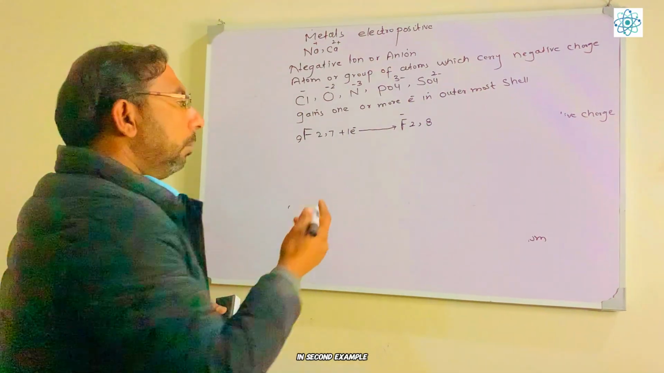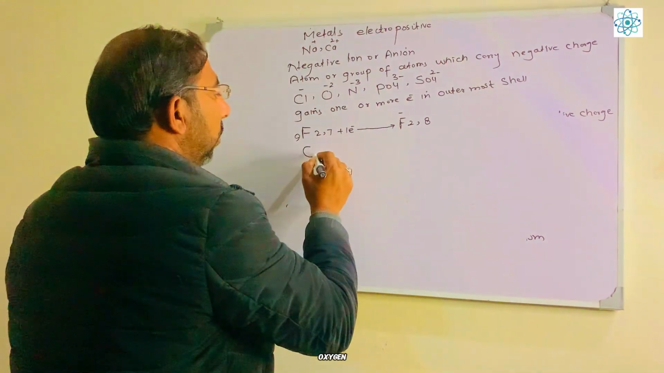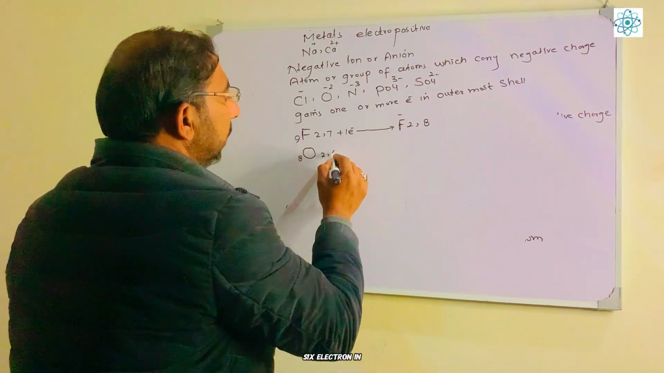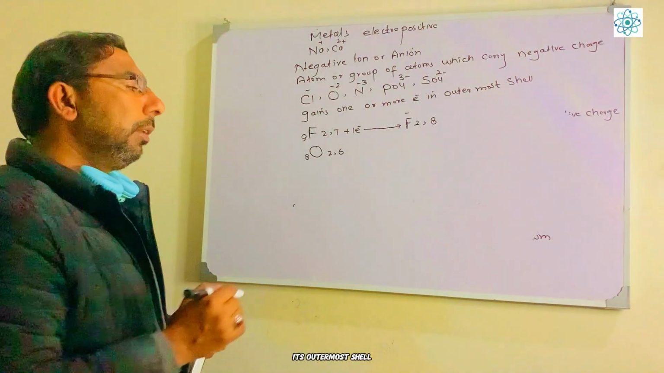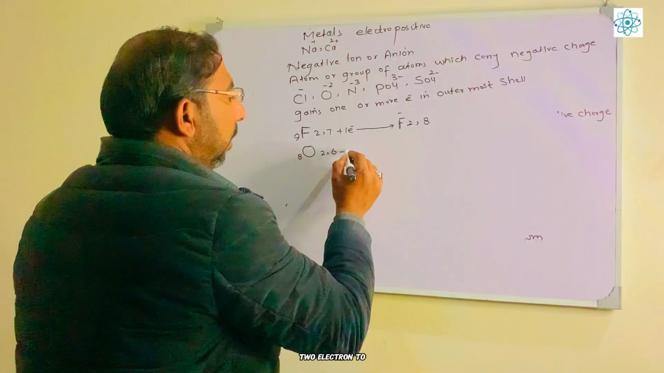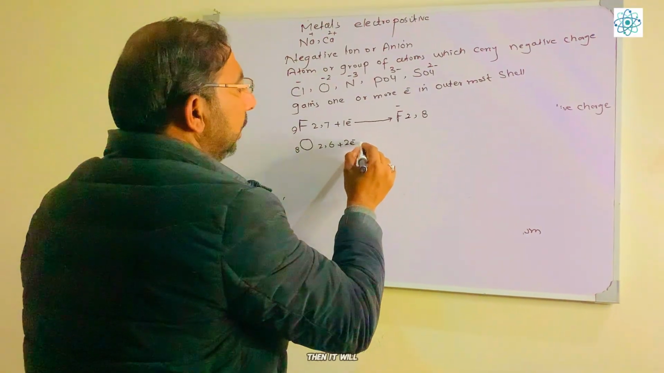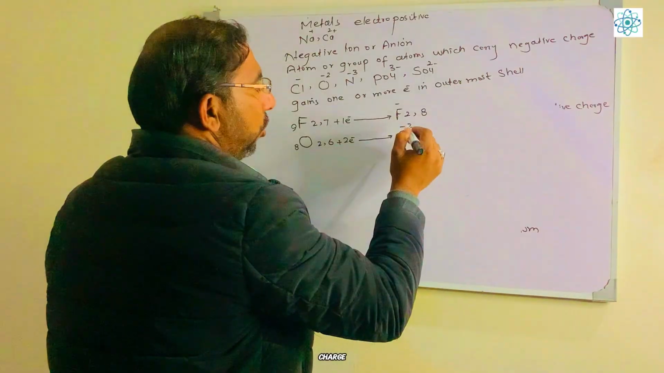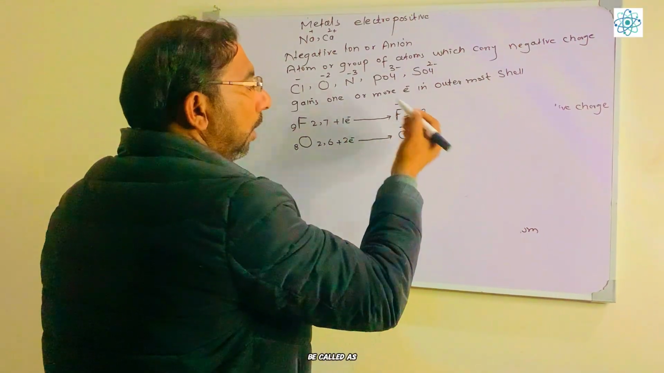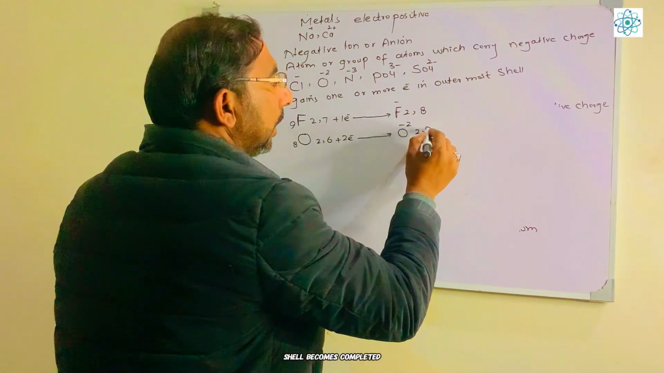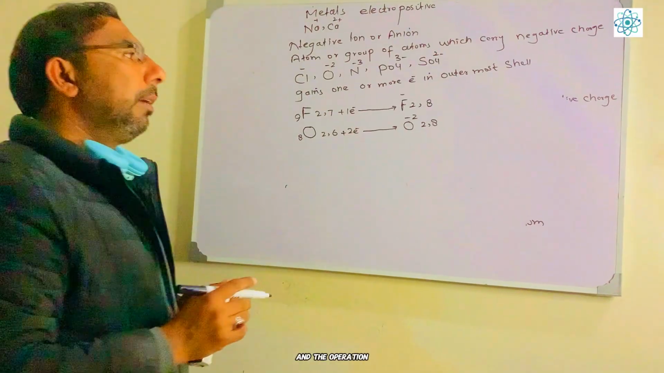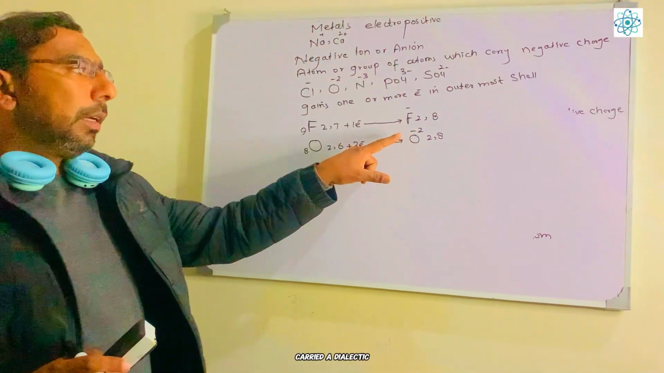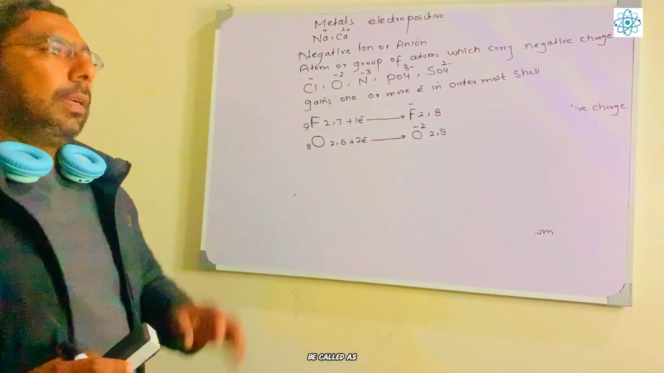Similarly, in the second example, we can put the example of oxygen. Oxygen has atomic number 8 and it has 6 electrons in its outermost shell. When it gains 2 electrons to complete its octet, then it will carry negative charge and will be called an ion. Now its shell becomes completed and the octet is complete, and it carries negative charge and will be called an ion.